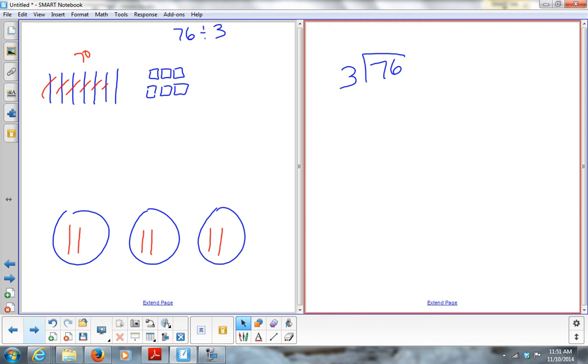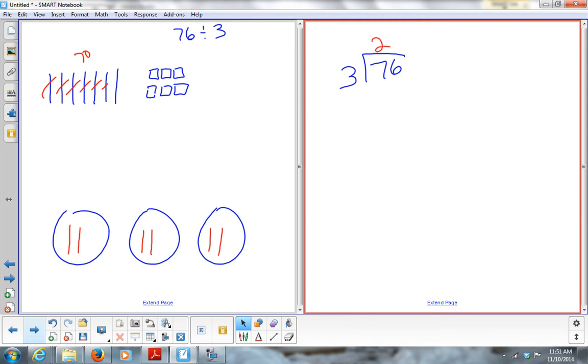6. Nope. Up here? Uh-huh. In one group. No, you weren't watching. You were sitting right there when I was explaining it. Dean. 2. Why? Because there's 2 in each group.